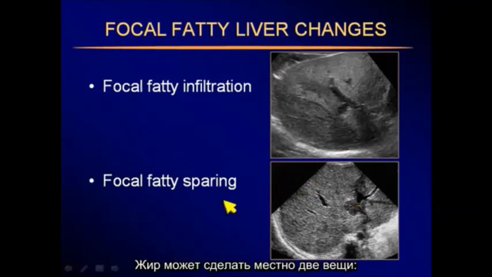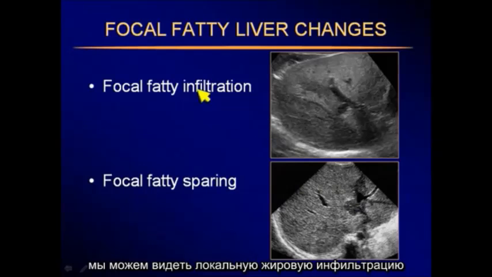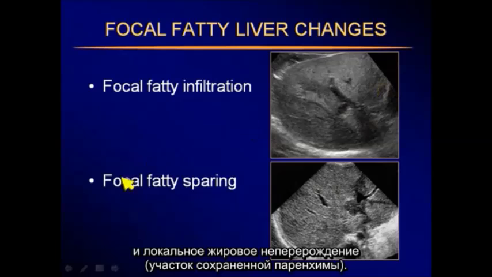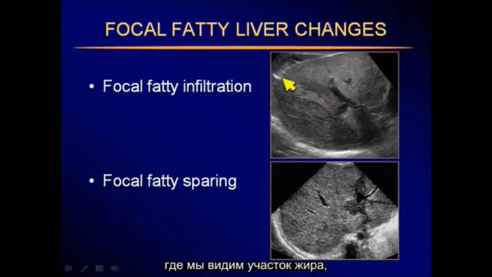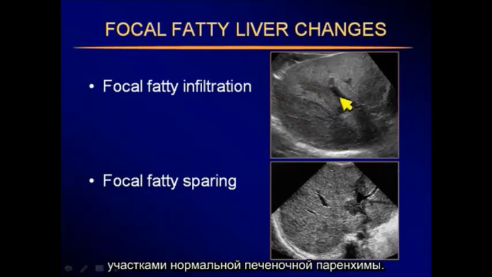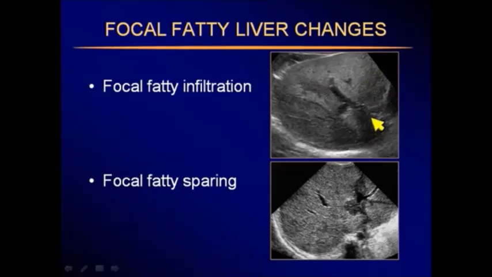Now, fat can do two things focally. We can have focal fatty infiltration, and we can have focal fatty sparing. Here is focal fatty infiltration, where we have areas of fat. The fat part is echogenic. These are areas of fatty infiltration interdigitating between areas of normal liver parenchyma.